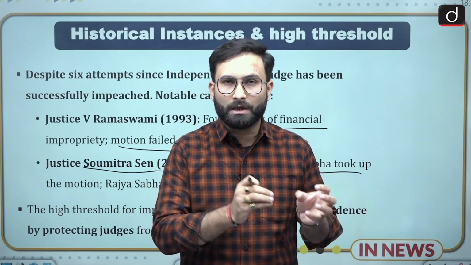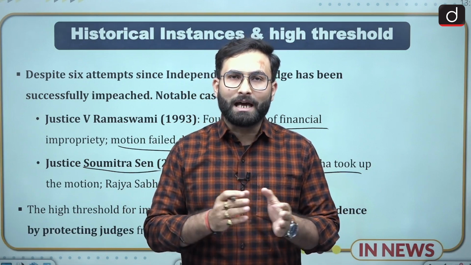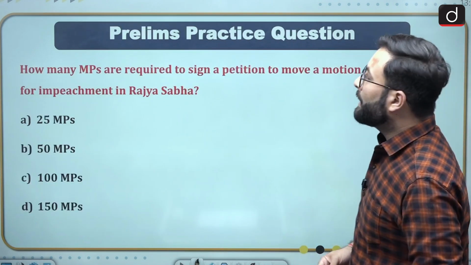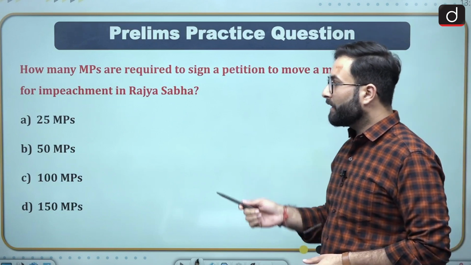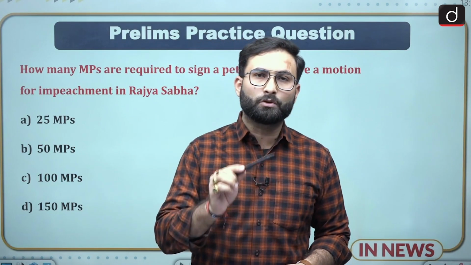We have talked about the historical incidents as well. And when we are talking about the last part, that is your MCQ practice, so let's see the question. How many MPs are required to sign a petition to move a motion for impeachment in Rajya Sabha? 25 MPs, 50 MPs, 100 MPs and 150 MPs. So you can attempt this question and answer to me in the comment box.